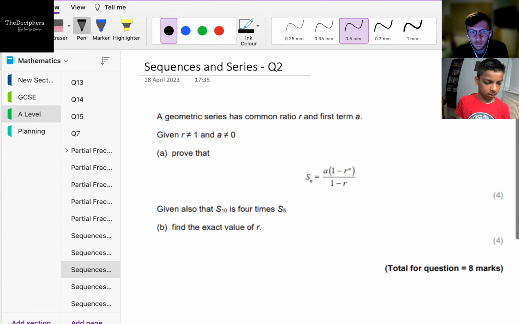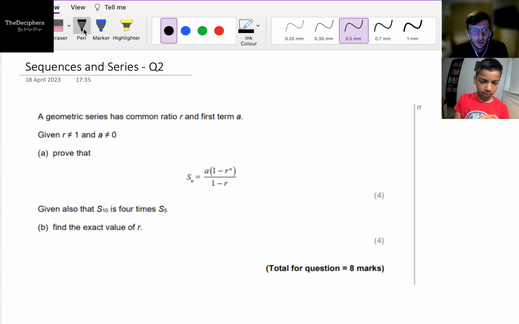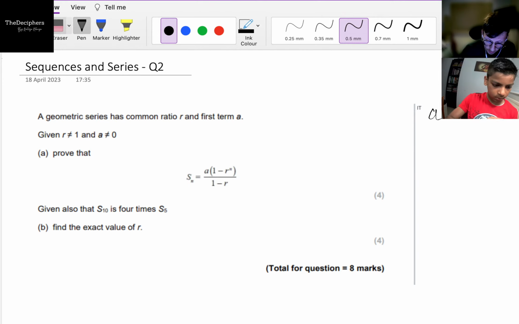So let's do question 2. Okay, brilliant. We said we were going to do this, that we're given the formula. So a geometric series has a common ratio r and first term a, and we're told that r is not 1 and a is not 0. We are asked to prove the S n formula. So for part A, we have to prove that S of n is a times 1 minus r to the power of n divided by 1 minus r.